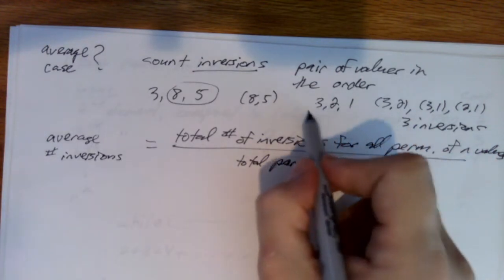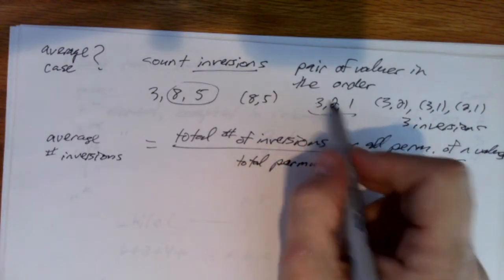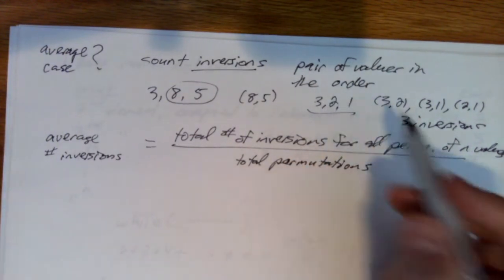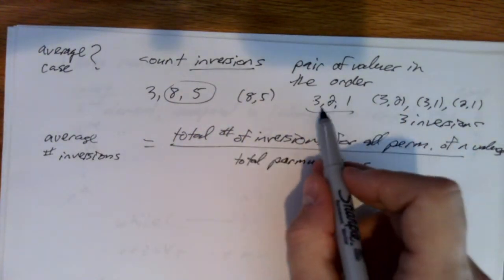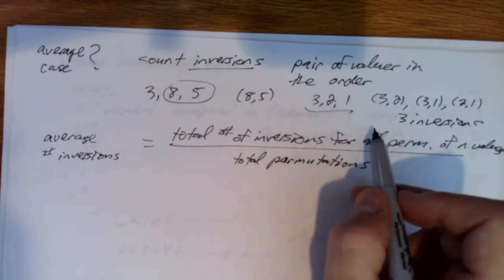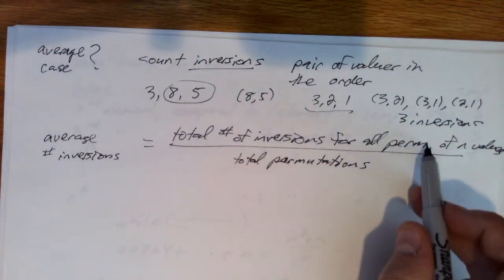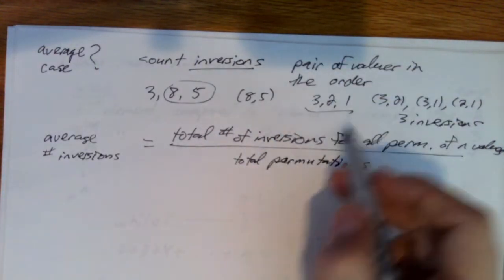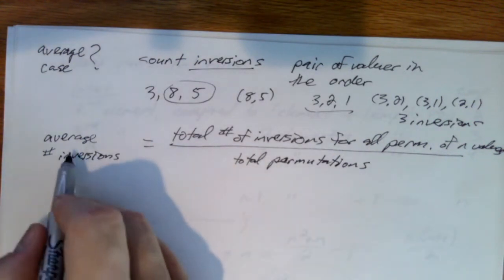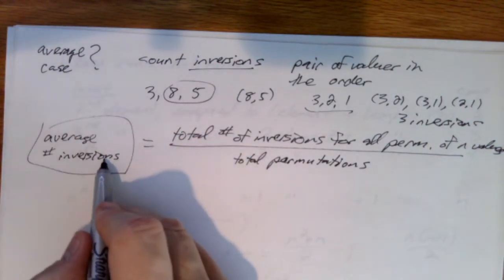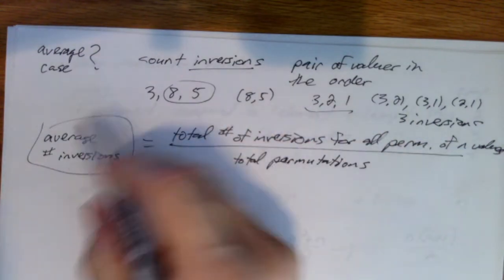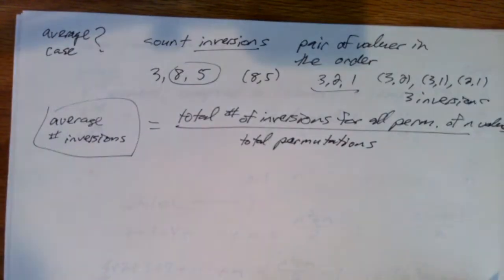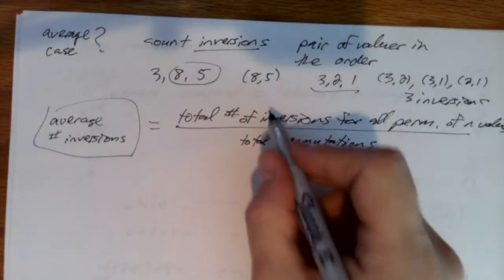For example, if we have 3 numbers, how many different ways are there to arrange 3 numbers if they're distinct? That's what we're going to assume. If they're distinct, how many different ways are there to arrange them? We want to count the number of inversions across all the permutations, divide by the total number of permutations, and that will give us the average number of inversions, which leads to a cost. So let's look at some examples to get a better handle on this.